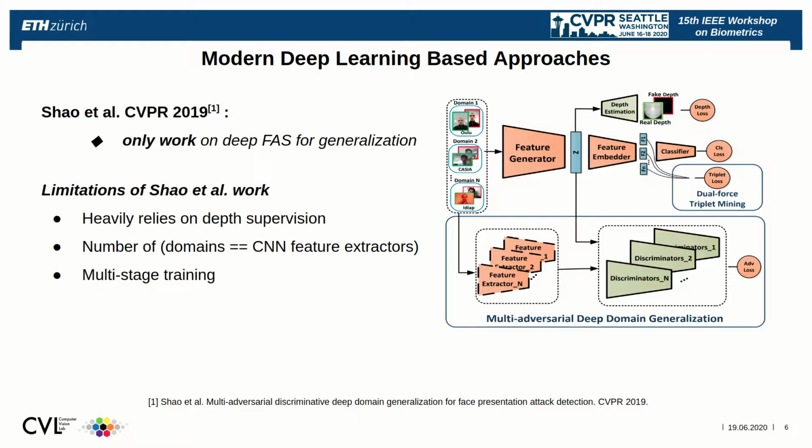a computationally expensive process. In addition, they follow an expensive multi-stage training strategy in which they first train n CNN feature extractors to learn domain-specific features for live and spoof examples, where n is the number of source domains. Then they train a multi-adversarial deep network to learn domain agnostic representation.